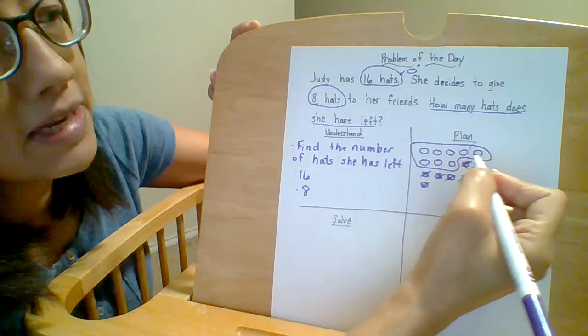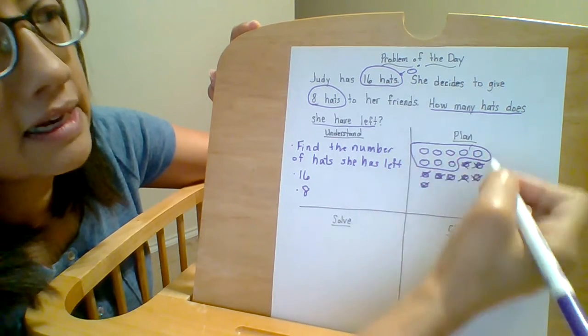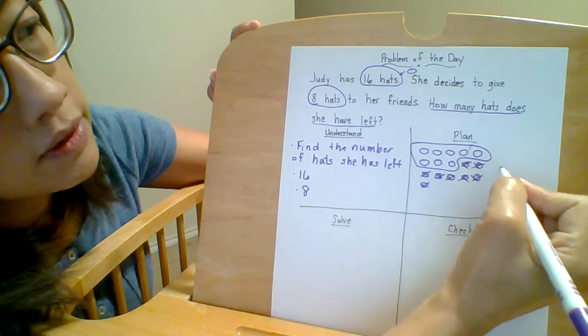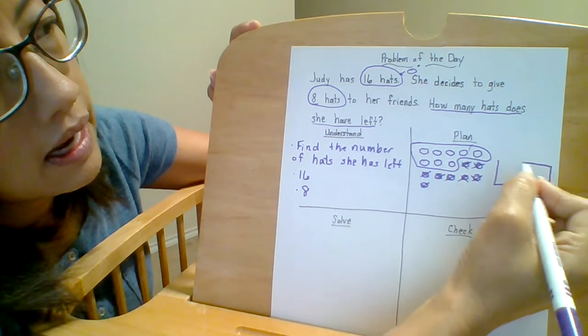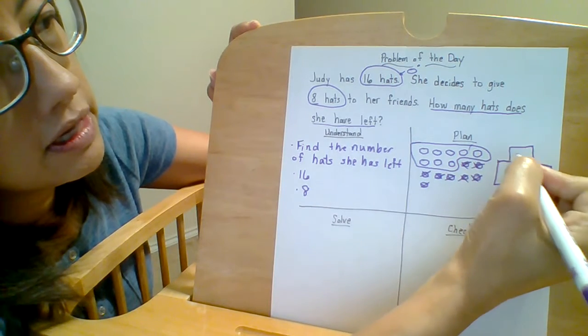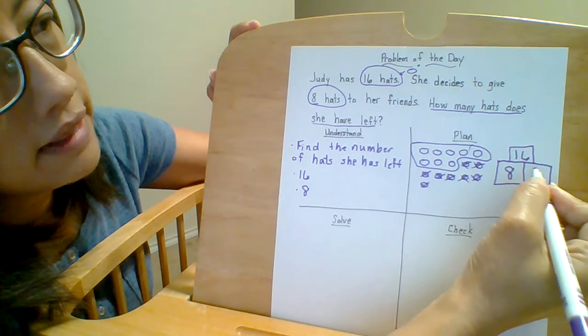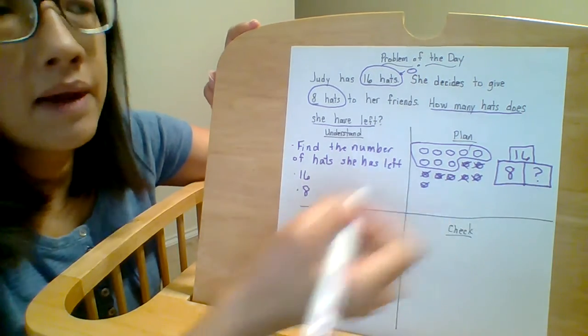I know that it's 5 because I made them by 5 and 5, which makes 10 in order like a 10 frame. So I can check this, or also instead of a drawing, I could have done a part whole chart. In my part whole chart, here goes my total, 16. One of my parts is 8, and then I have to find my missing part. Now I'm ready for my solve.